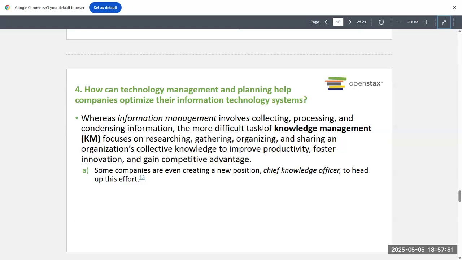So, what's the importance of knowledge management? Well, it taps into the collective expertise of the organization. So, what does the organization know as a whole based on all the data that's being collected?